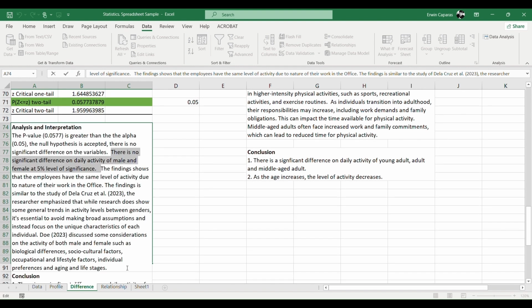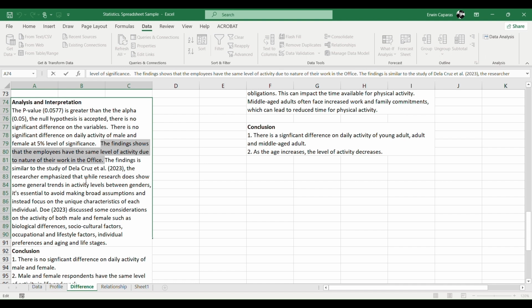Okay? Ito yung sinasabi ko sa inyo in chapter 4, that it is not enough that we present the data, but we have to make an analysis, we have to make an interpretation. So what will be our interpretation? The finding shows, okay, that the employees have the same level of activity due to the nature of the work in the office. Okay? So since there is no significant difference, ibig sabihin pare-pareho lang sila ng activity, mapababae o mapalalaki. And then we make a cross-reference.